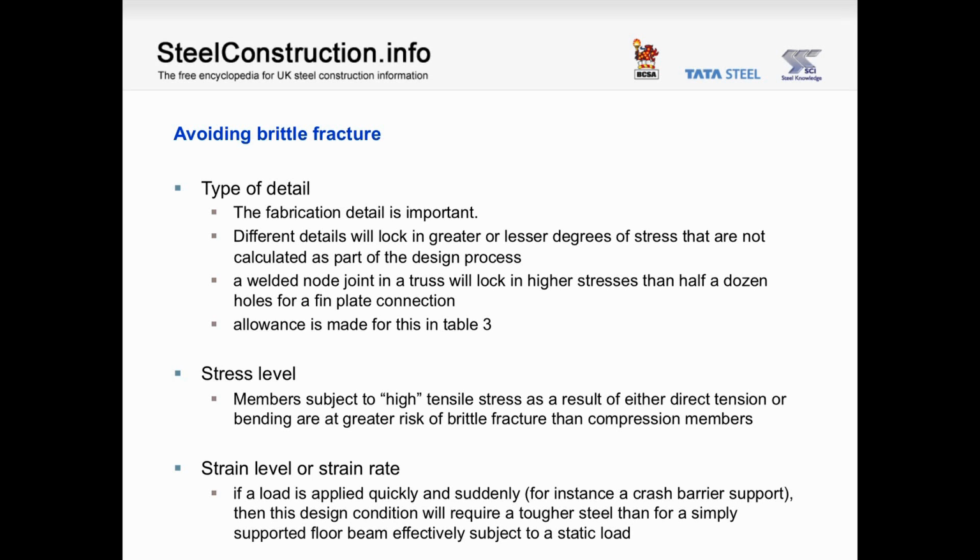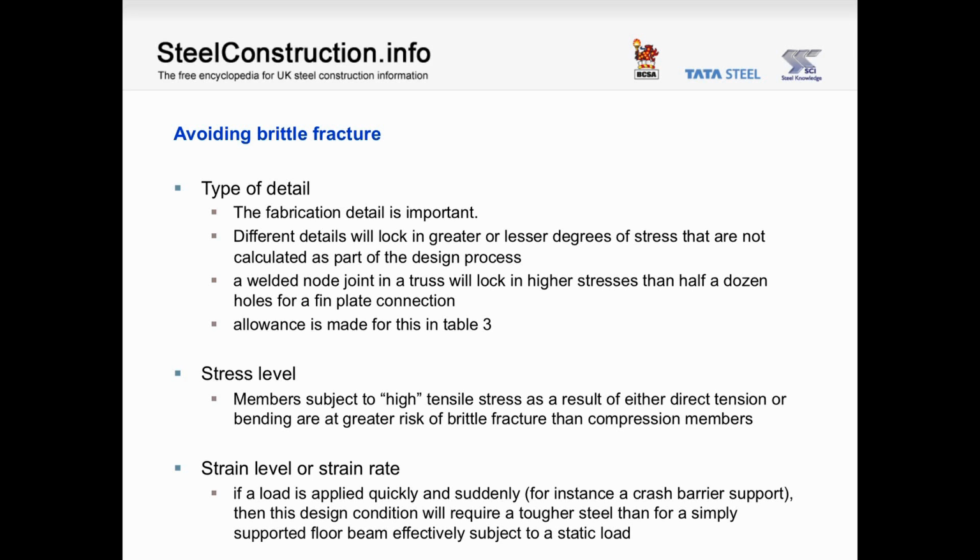We need to take account of stress level. It's tensile stress that's of concern, be it from bending or direct application of load, as it will exploit any imperfections or flaws. Finally, the rate of application of the load or strain rate, not usually an issue for building structures which are effectively subject to static loading.